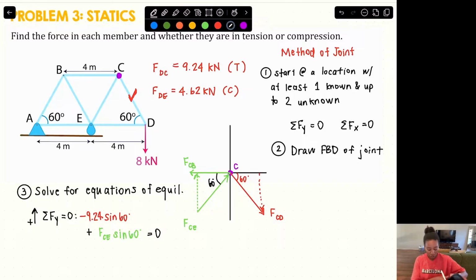You can go ahead and solve for the force in member CE and let me know what you get in the chat. I'm going to go ahead and type it in on my calculator.